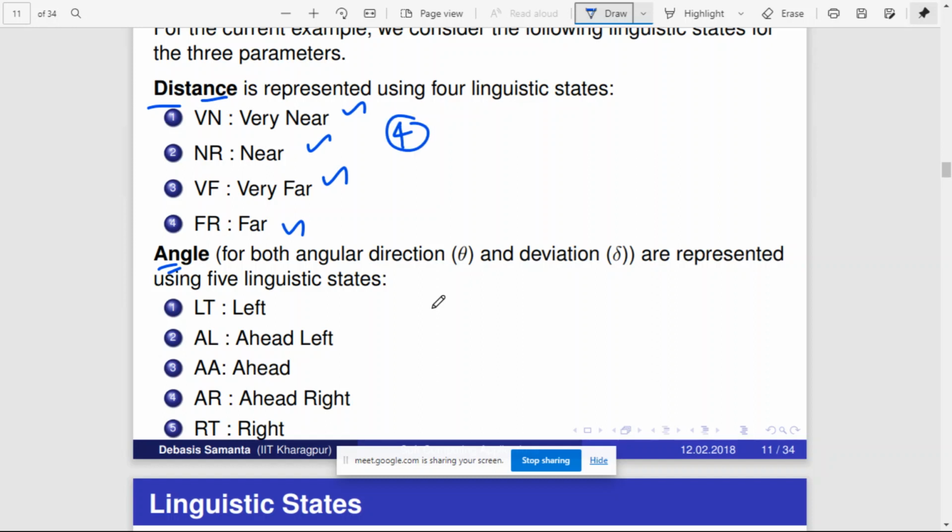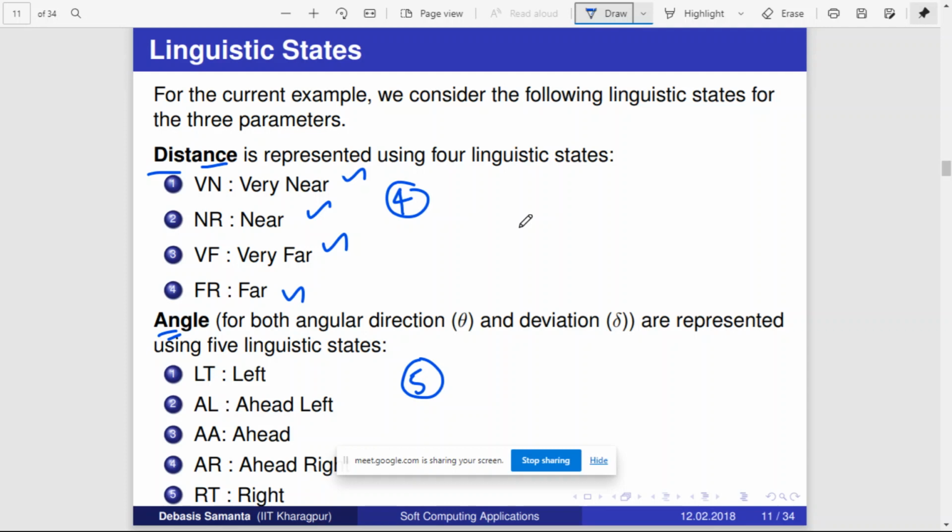Okay, now if you see, any combination may happen. The possible situation the robot may face can be a combination of anything. For example, the robot may encounter an object that is very near and to the left of it, or it may be very near ahead left, very near ahead, very near ahead right, very near right, like that. Or the robot may encounter a situation like near left, near ahead, near ahead right, and near right.